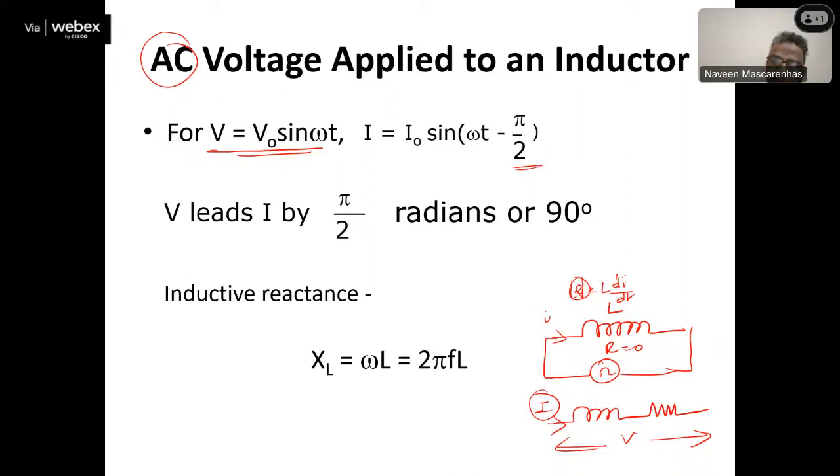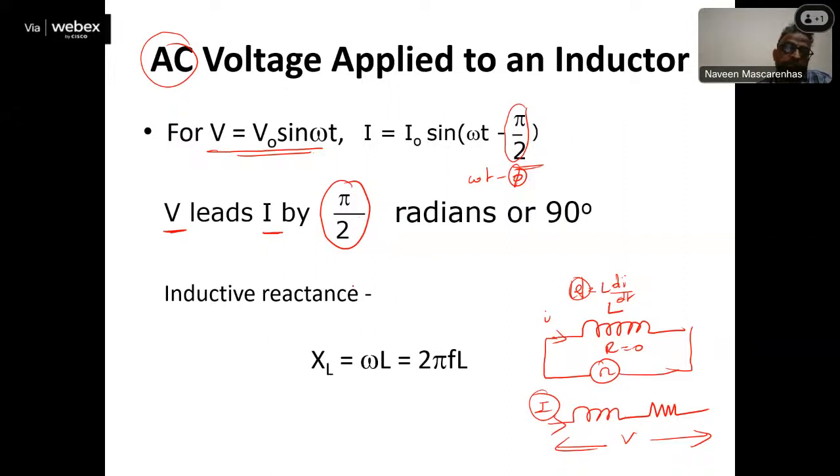By what angle? If it's a pure inductance, then the angle is exactly 90 degrees. But if there is a resistance, then it cannot be 90. It has to be written as omega t minus phi, where the phi value can be anywhere between 0 and 90. So instead of saying current lags, can I say V leads? That's what I said, no? If student A leads student B, it means student B is lagging student A by the same amount. So either I can say I lags V by 90 degrees, or the applied voltage leads the current through the coil by 90 degrees, or pi by 2 radians.